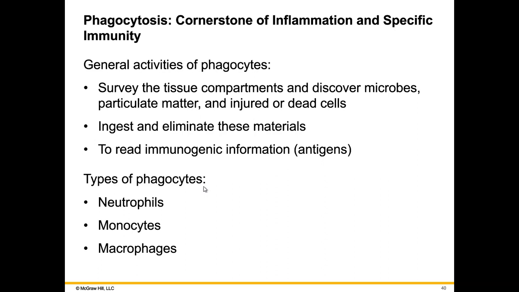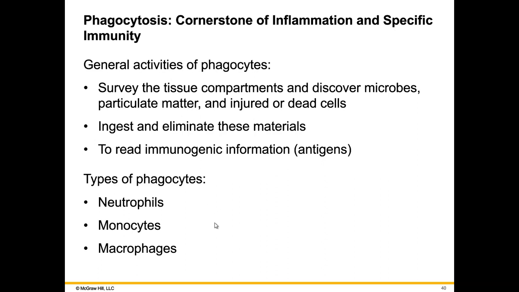So the general activities of phagocytes is to provide surveillance to various tissues, find microbes that are not supposed to be there, and also to eliminate them. Now, that does not just include, however, pathogens, but also injured and dead cells. They can sequester those as well. And also, they will read any kind of immunogenic information, antigens, those markers that we talked about that exist on pathogens, to mark them for destruction and to destroy them.